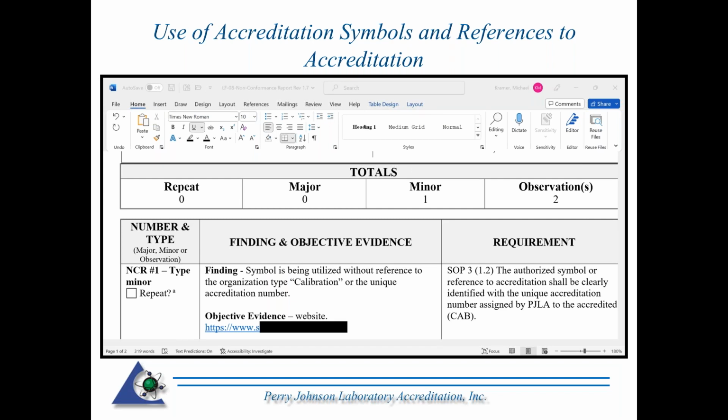I mentioned that the reference to accreditation, the symbol, has to reference your type of organization: sampling, testing, calibration, reference material. Here's an example of a website that was being reviewed during an assessment where I did not see that captured. This was a particular calibration. Well, in this particular one, it looks like it was just the symbol by itself, without the test or the unique accreditation number.